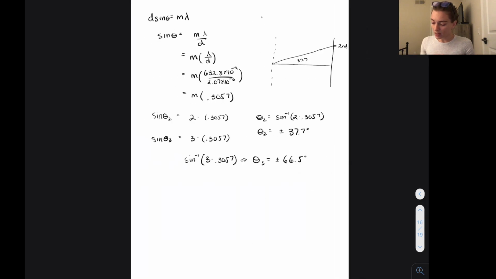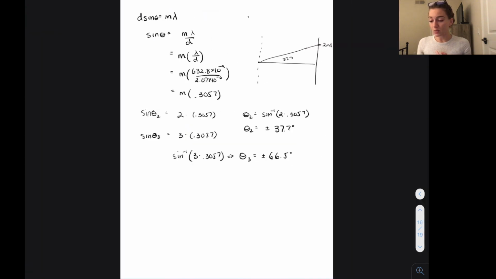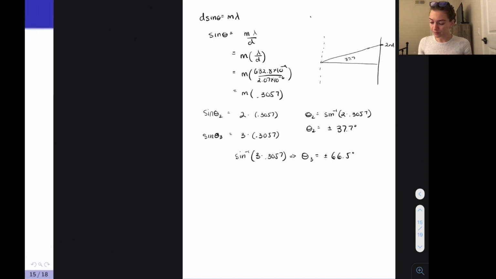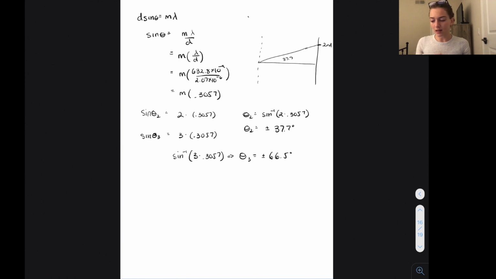So what did it ask for exactly? It said, how many additional bright spots are there beyond the first bright spot? So that means we have 2 additional bright spots because we were able to calculate the angle for theta 2 and then theta 3, where m is 2 and m is 3. And then there's no more bright spots. And we found what angles they occur at. So that's what they mean by that. Eventually, you're going to get up to a point where you're doing sine inverse of something greater than 1, and that's obviously not possible. So that means you have no more bright spots.